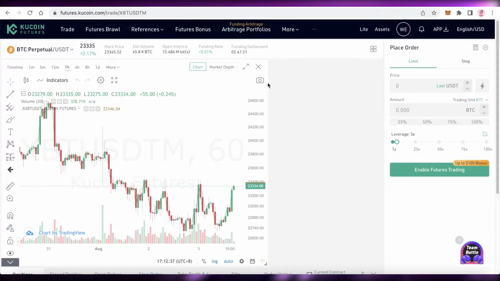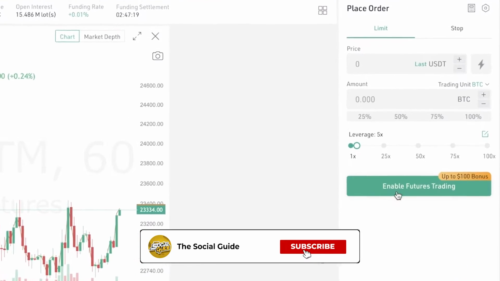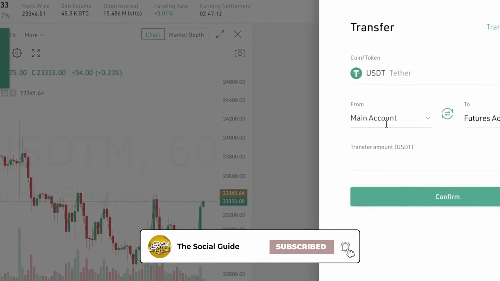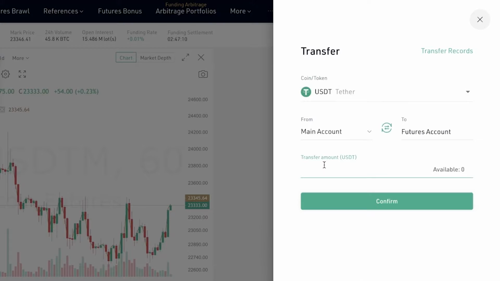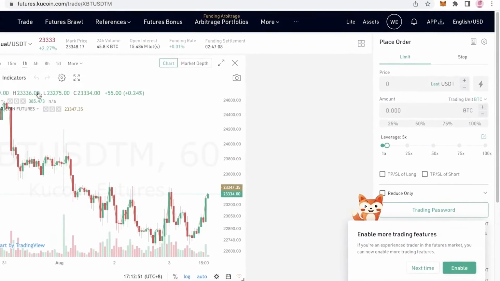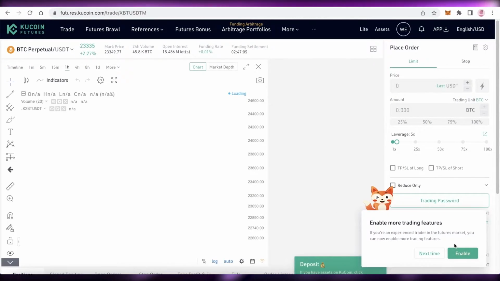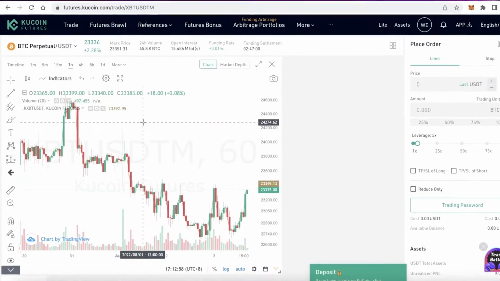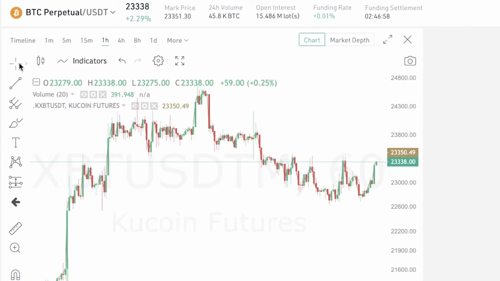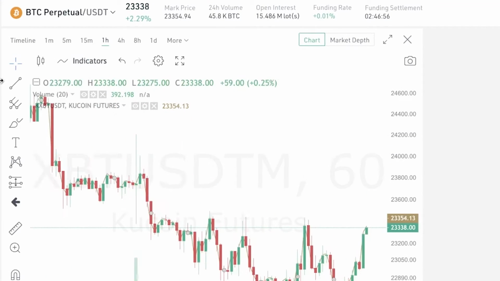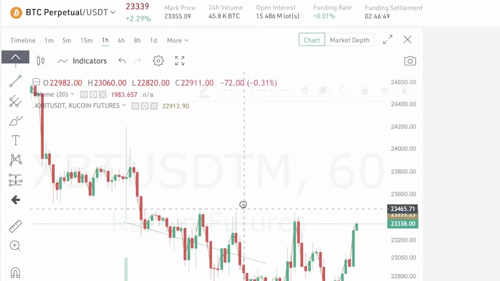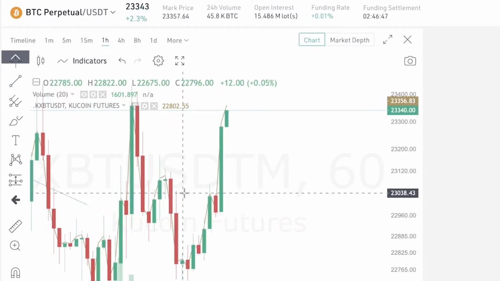So what you're going to do is you can expand this over here. You're going to click on over here, click on enable futures trading. And now, just like that, you're going to enter the amount you want to transfer into your futures account. But what we're going to do is we're just going to go ahead and take a look at the futures market over here. So over here, you can take a look at the left over here. You have different features like your cross, dot, your line section. So you can actually go ahead and mark your indicators to better understand the futures graphs.